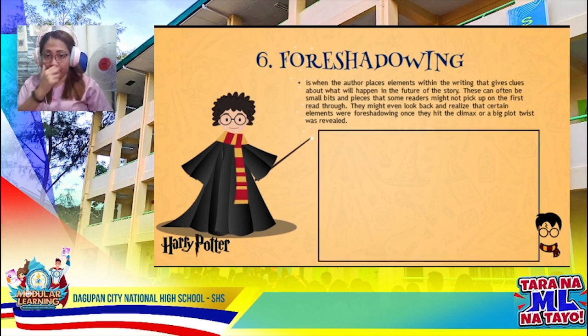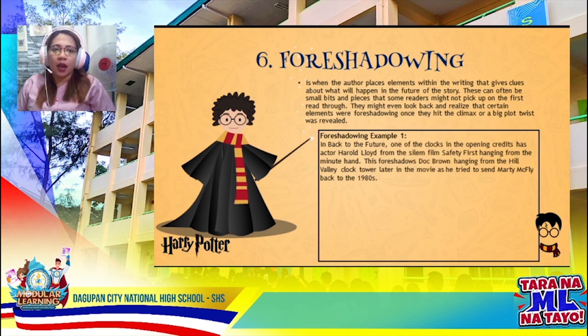For example, in Back to the Future, one of the clocks in the opening credits has actor Harold Lloyd from the silent film Safety First hanging from the minute hand. This foreshadows Doc Brown hanging from the Hill Valley clock tower later in the movie as he tried to send Marty McFly back to the 1980s. So if you have watched the movie Back to the Future, the director already gave you a clue on what will happen in the future.